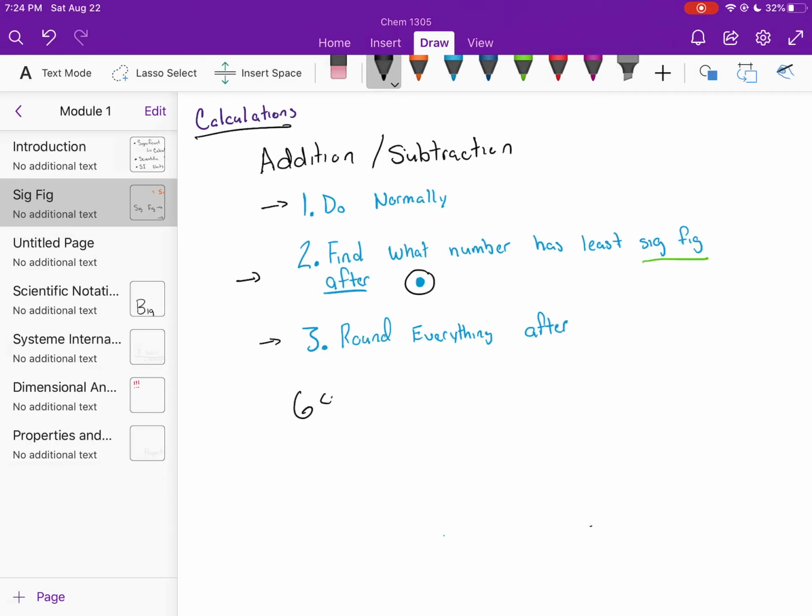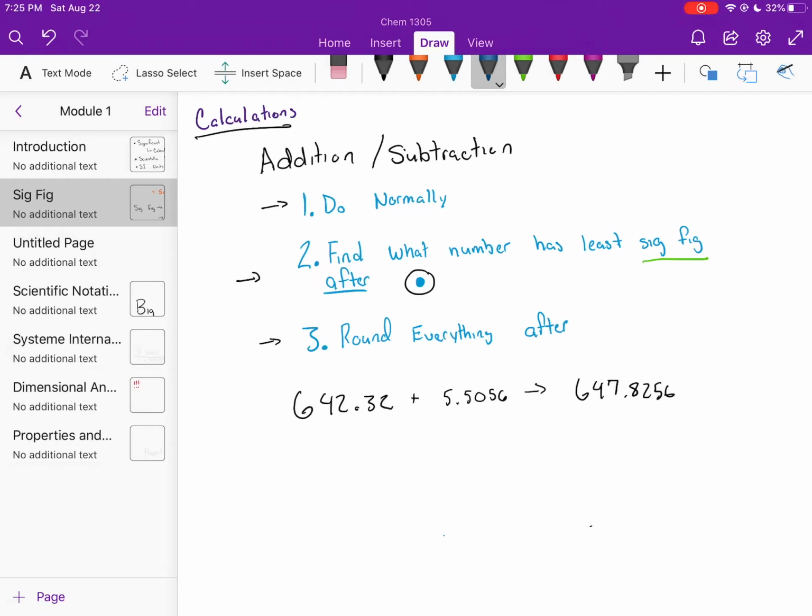So let's do 642.32 plus 5.5056. I just made this number off the top of my head. Let's do it normally. So we would get 642.32 plus 5.5056, and we would get something that looks like 647.8256.